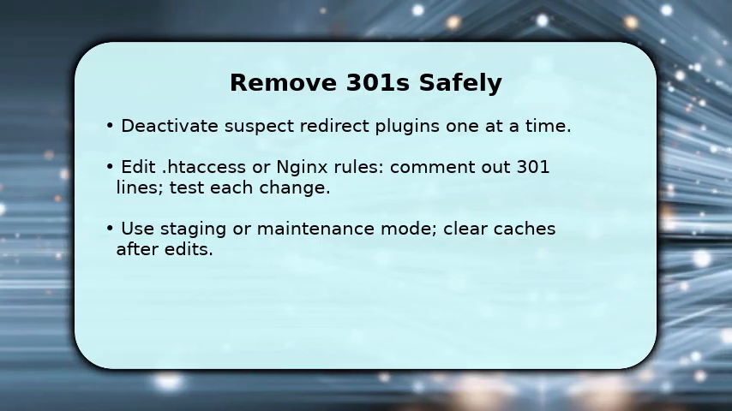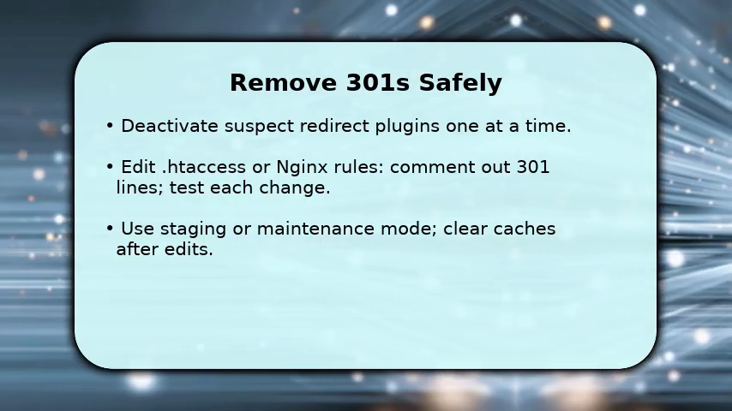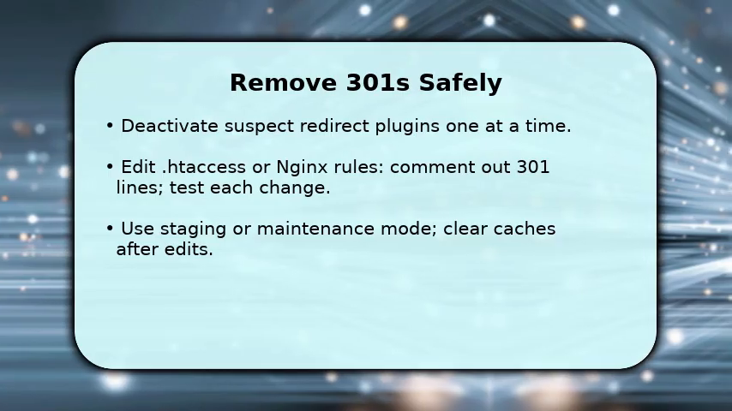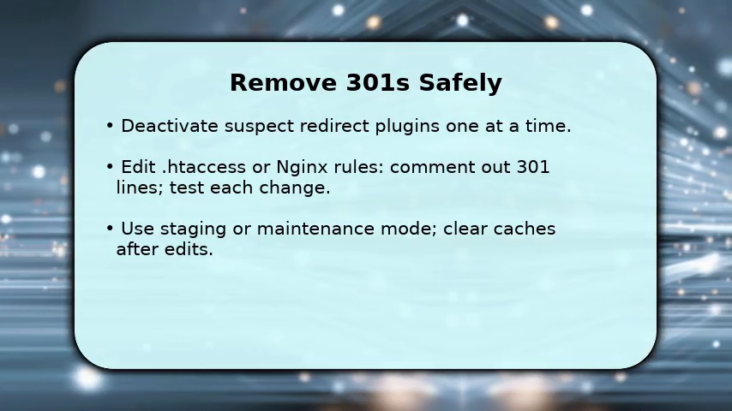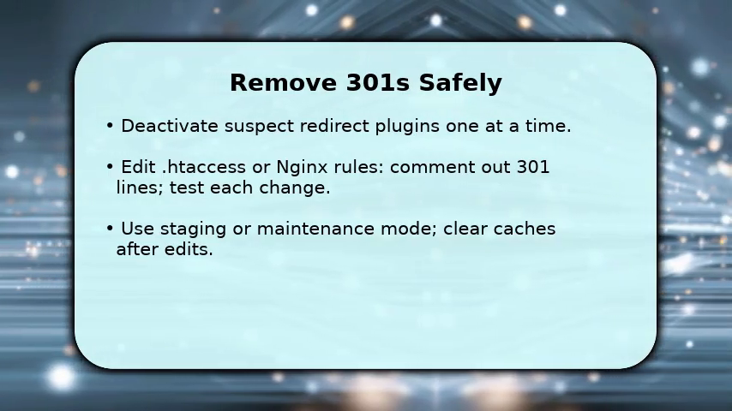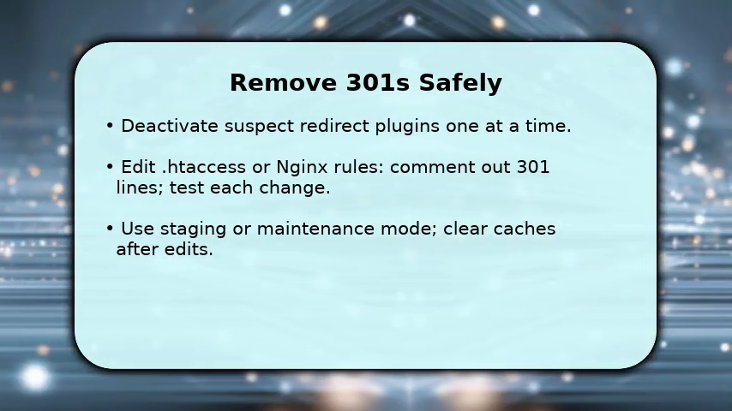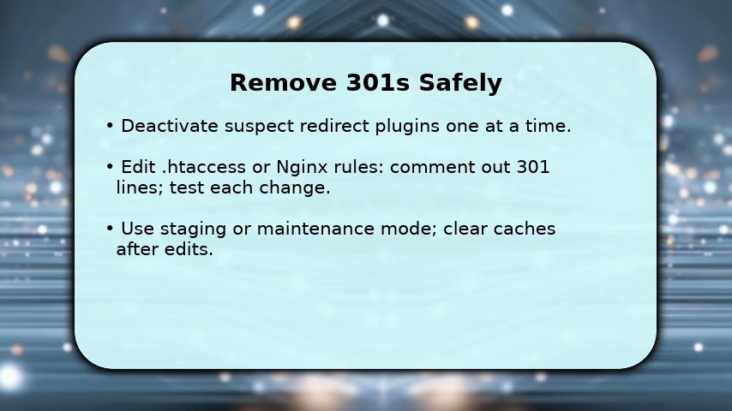Always work on staging or enable maintenance mode so users aren't affected, and then purge all caches: browser, CDN, and WP caching, because stale caches will make it look like the 301 is still active.